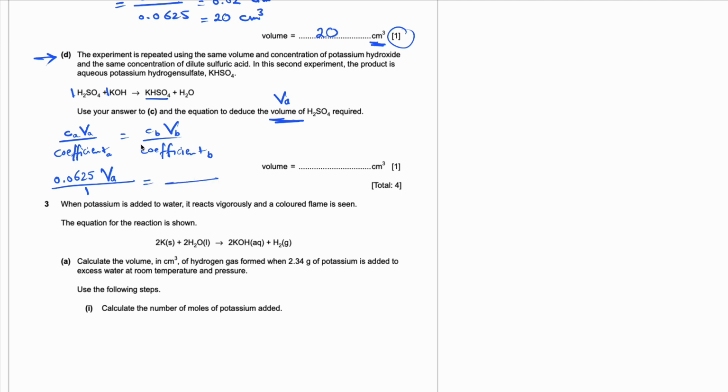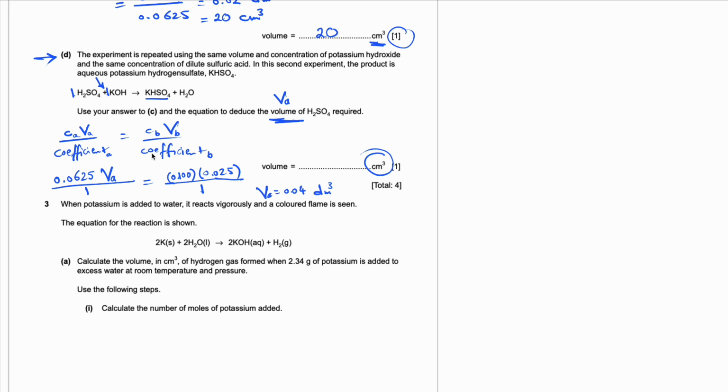equals the concentration of the base, once again, which was 0.025. All of these numbers were given in the very beginning of the question, if you get back to the question. And once again, the coefficient here in that new balanced chemical equation is 1. So you do the math, and then you're going to find that VA is 0.04 cubic decimeters. But remember, here he's asking for cubic centimeters.